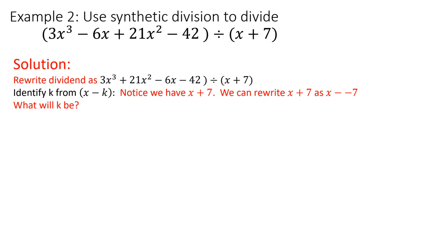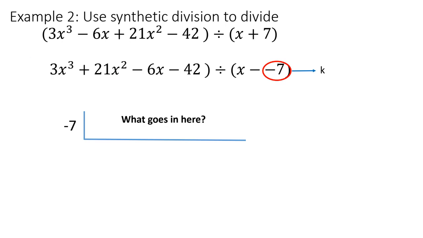Now we have to notice something. We do have a divisor in the right format, x minus k, but what do we have here? We have a plus. For this to have changed from a negative to a positive, that means my k is a negative 7. A negative 7 times a negative 1 gives me that positive 7 here. So my k is going to be a negative 7. Now let's go ahead and do our division.